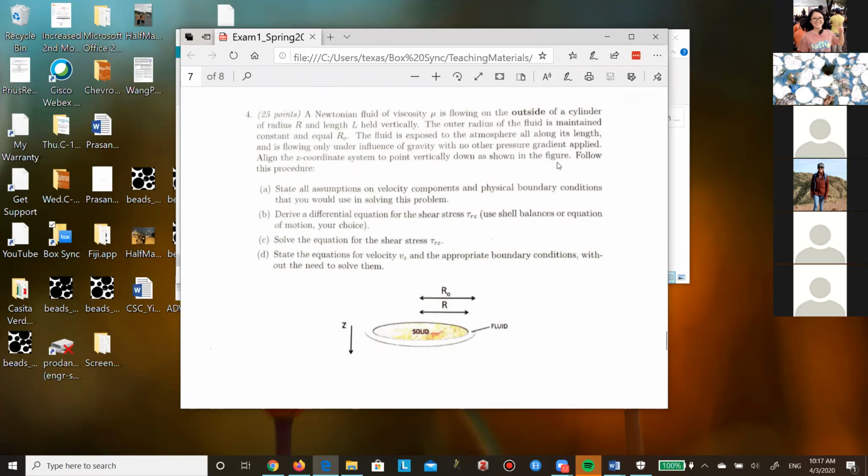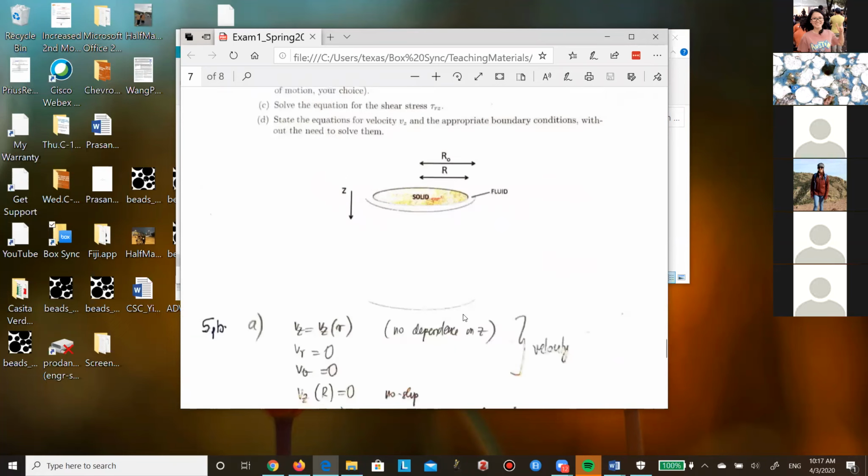Okay, and then the final problem is a Newtonian fluid of viscosity mu flowing down on the outside of a cylinder. Apologies for a poor scan. I might need to rescan this. So basically there is a solid, a solid cylinder that has radius R, and my fluid is flowing downwards on the outside of it. So at radius R0, I'm assuming this fluid layer has a slightly larger radius R0.